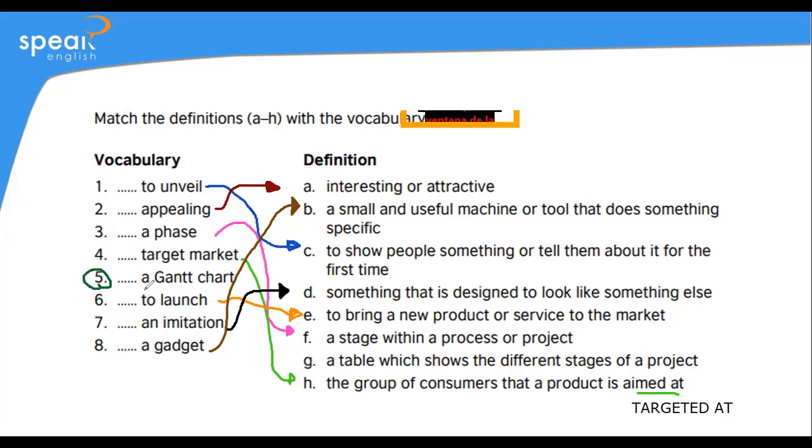We skip this one. A Gantt chart. What is a Gantt chart? It's letter G. Table. Yeah, letter G. And that says, can you read it for us? A table which shows the different stages of a project. The different stages, repeat with me, stages or phases of a project.